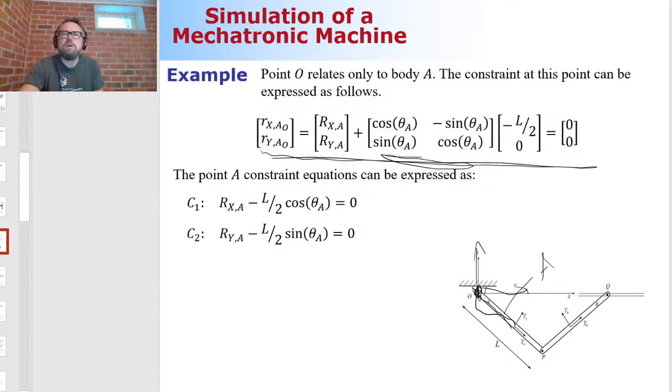Now, this revolute joint is located in the origin of the global coordinate system, so I'm limiting the motion along the global y and global x coordinate axes. I end up with two constraint equations. This one is going to be my first, this one my second. I end up with two constraint equations because of the revolute joint.